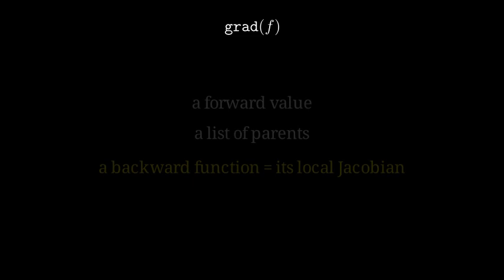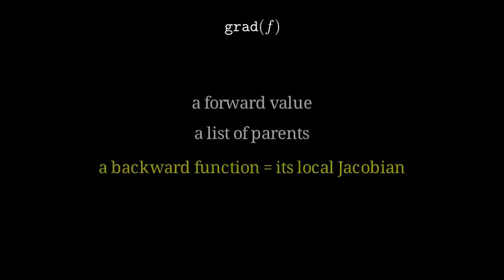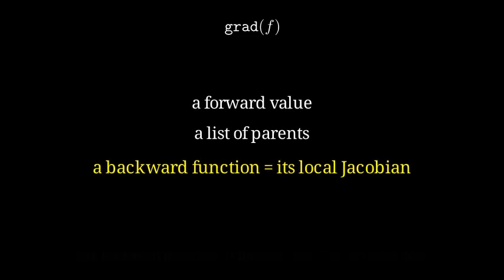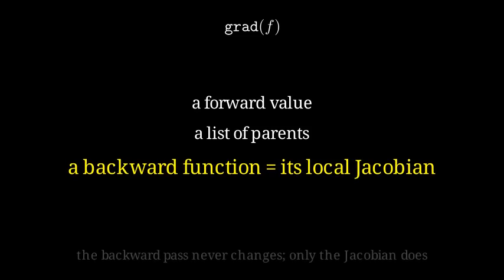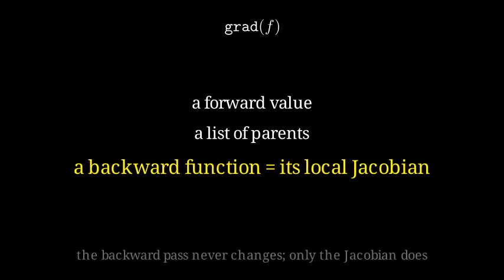Step back and the pattern is striking. Every differentiable operation is the same kind of object: a forward value, a list of parents, and a backward function that is the operation's local Jacobian. The backward traversal itself never changes. To teach the system a brand new operation, you supply exactly one thing, its Jacobian.